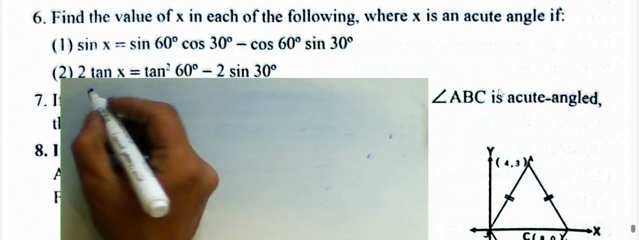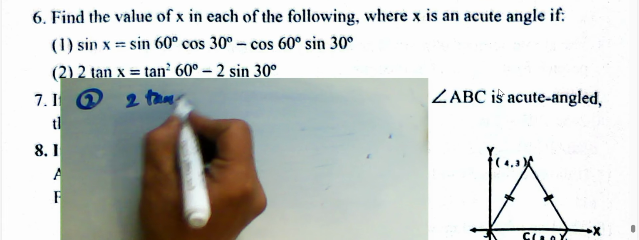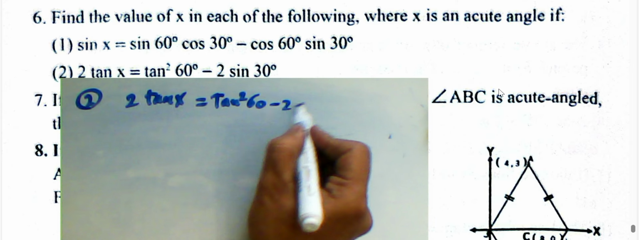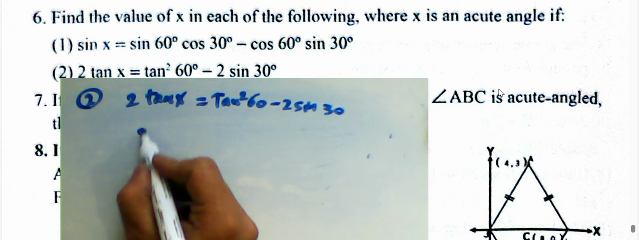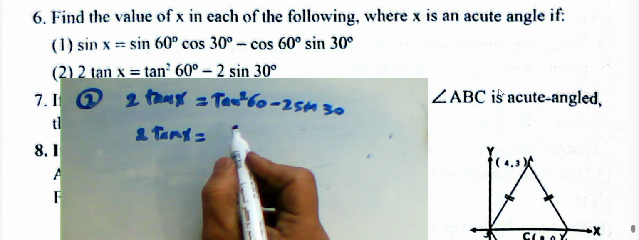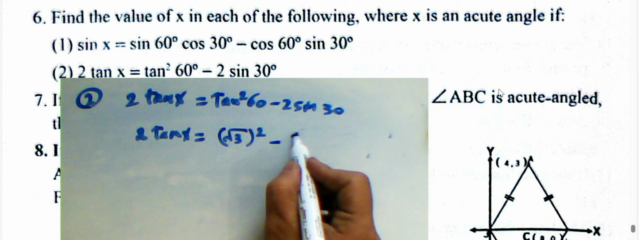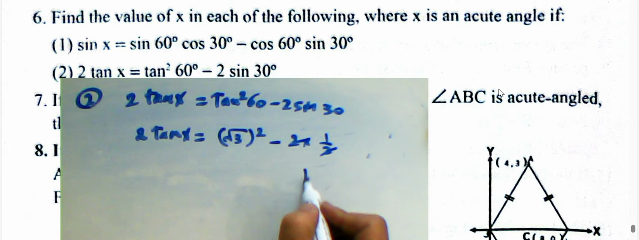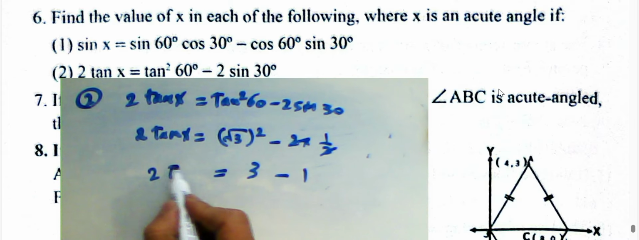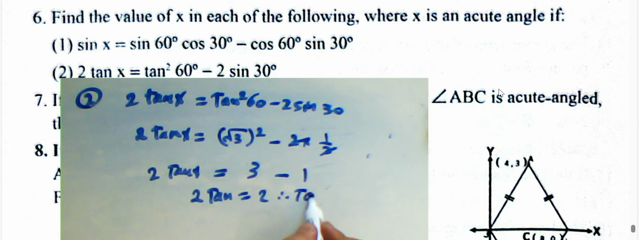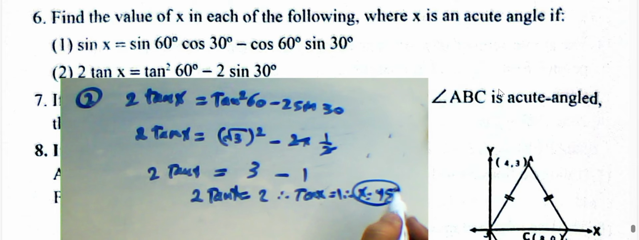Number 2. 2 tan x equals tan 60 power 2 subtract by 2 sine 30. 2 tan x equals tan 60, which equals root 3, power 2. 2 product by sine 30, it will be half. Cancel. And root 3 squared is 3, over 3, we have tan x. So 2 product by tan x equals 2 divided by 2, then tan x will be 1. Then the value or measure of angle x will be 45, because tan 45 equals 1.